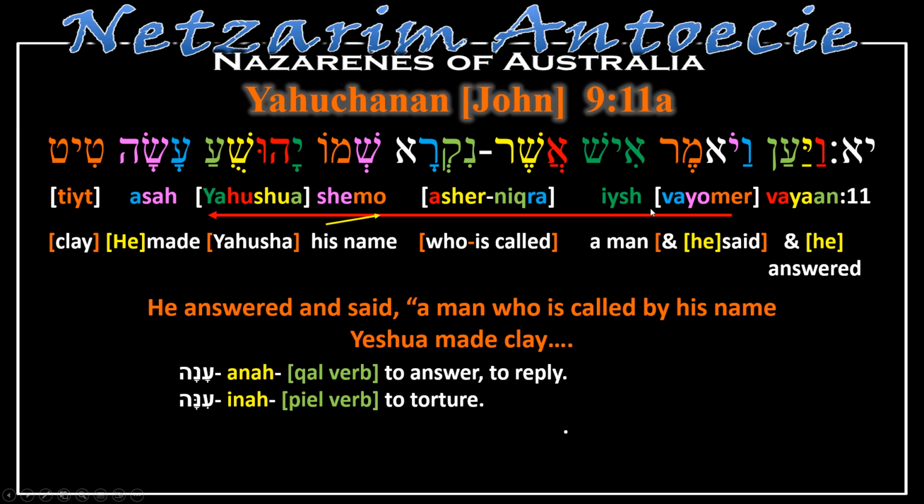Vayomer, and he said, Ish, a man, asher, who, that could be that or which. Nikra is called, Shemo, his name, Yahushua or Yahusha, Asa, he made, Tit, meaning clay. And of course, we have down here Ana, which is a qal verb to answer, to reply.